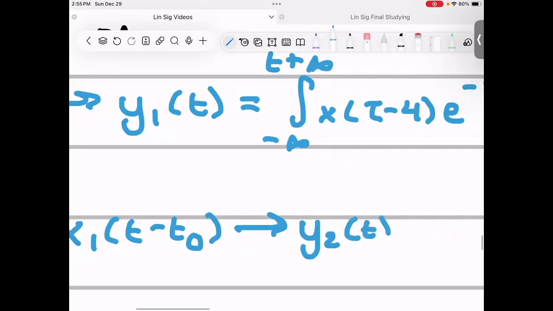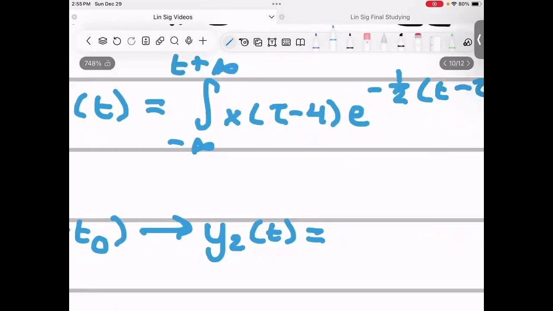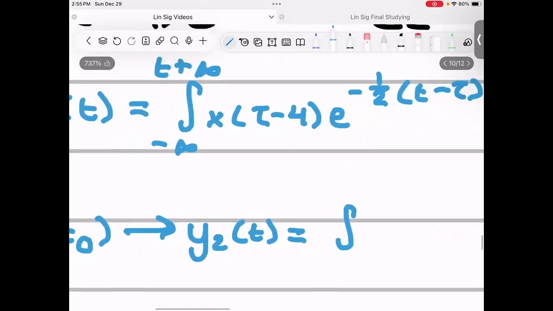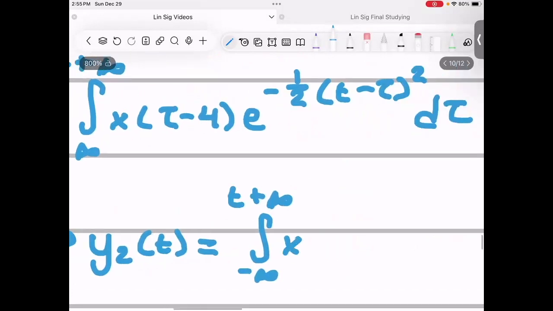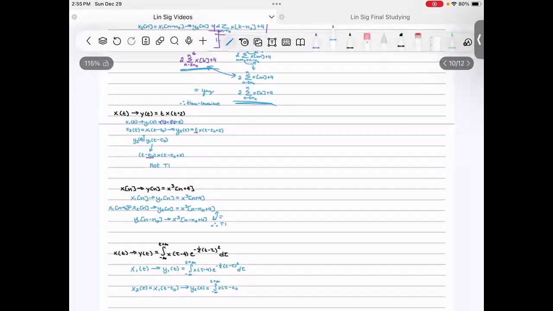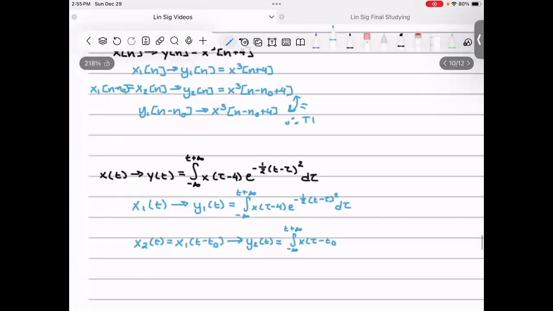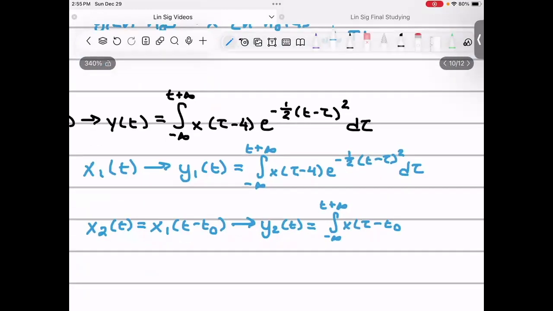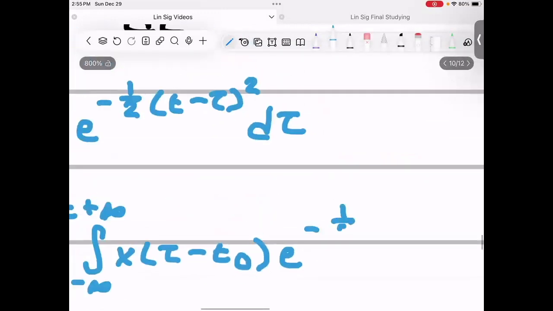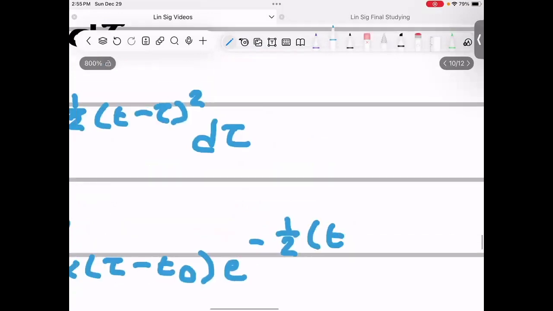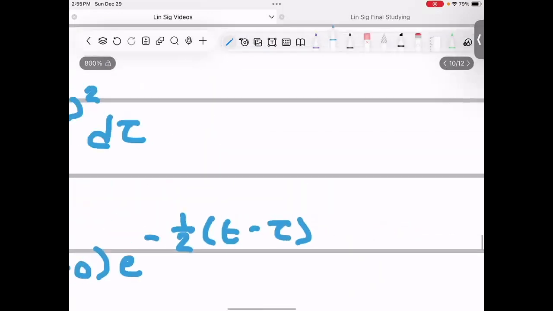y2 of t, which is, here we're only lopping on where we see an x of t. So from negative infinity to t plus infinity, x of tau minus t naught minus 4, e to the negative 1/2 t minus tau squared, d tau.